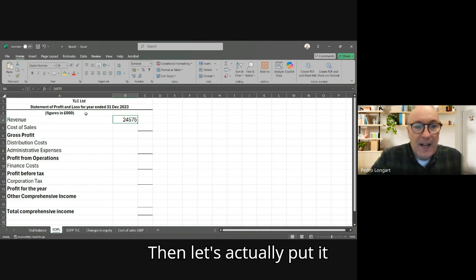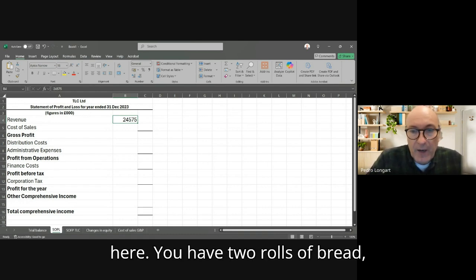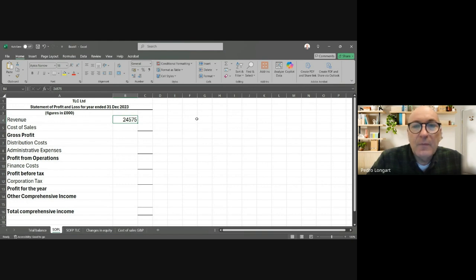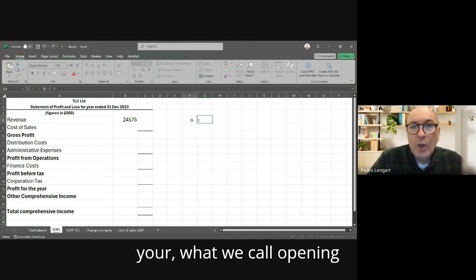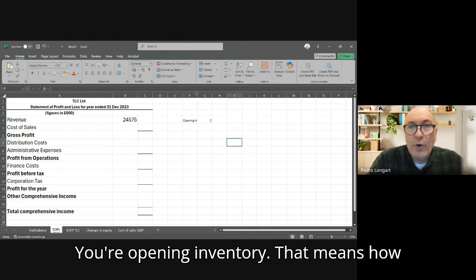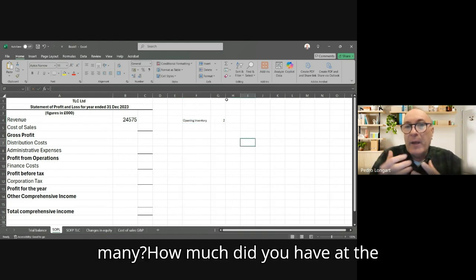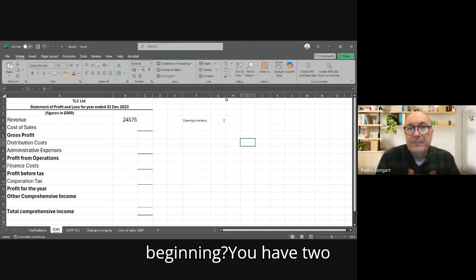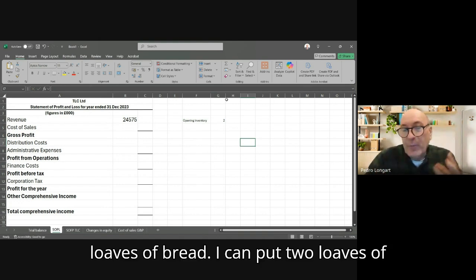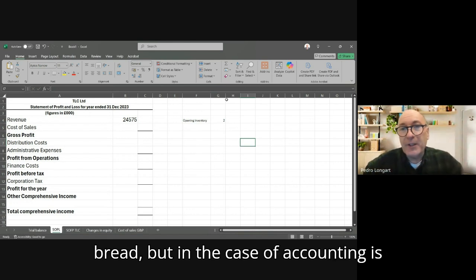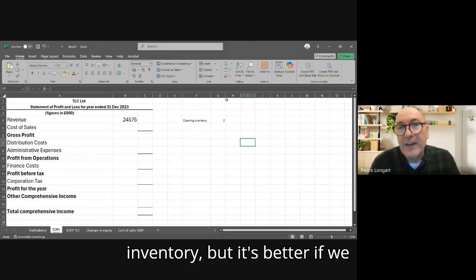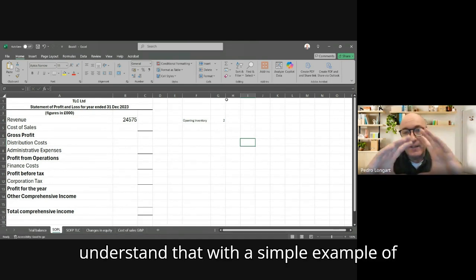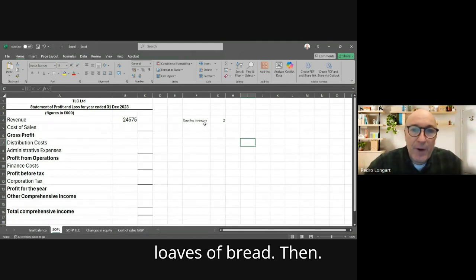Then let's actually put it here. You have 2 rolls of bread, which I'm going to put here. That is what we call opening inventory. Your opening inventory means how much did you have at the beginning. You have 2 loaves of bread. In the case of accounting, it's money, so we start with 2 pounds of inventory. But it's better if we understand that with a simple example of loaves of bread.